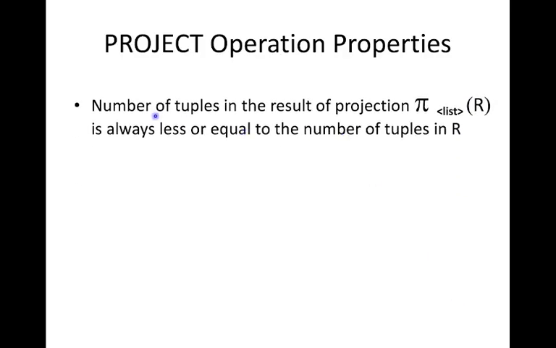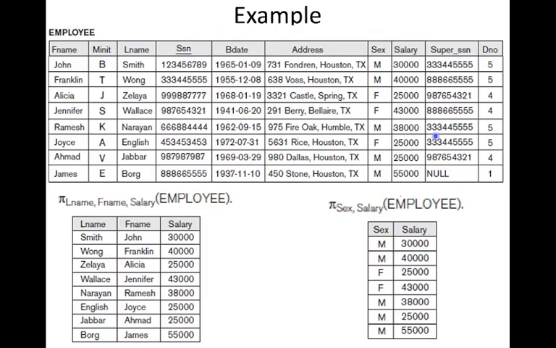Okay. Then we will see the properties of project operation. The number of tuples in the result of project operation is always less than or equal to the number of tuples in R. That we have already seen. Here we have 8 tuples. It is either less, like 7, or it will be equal to the number of tuples in R.